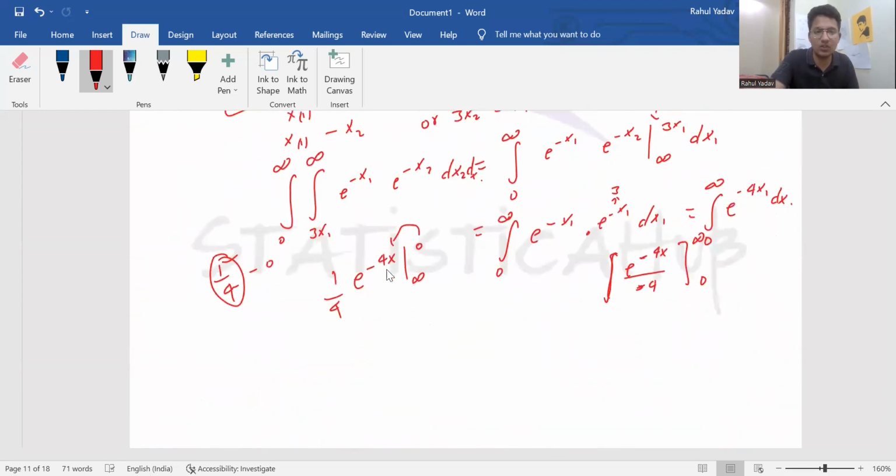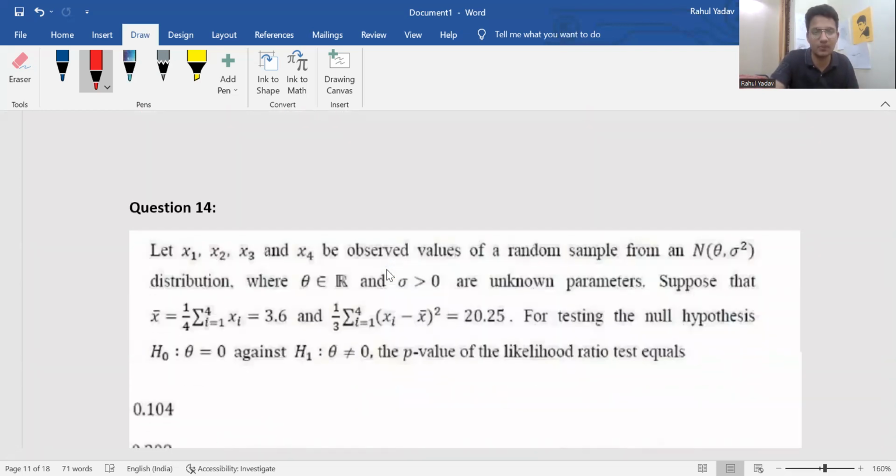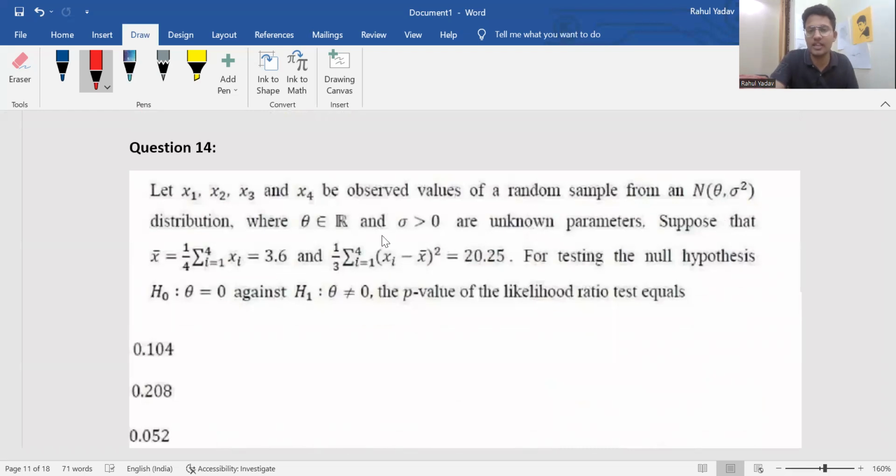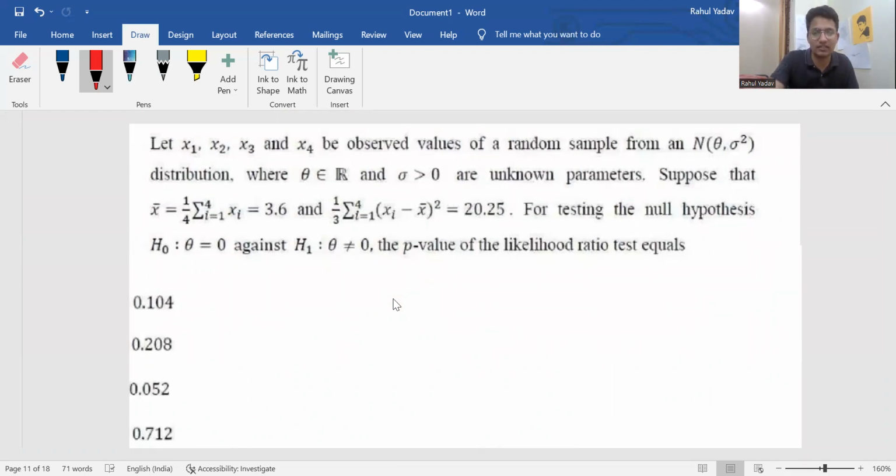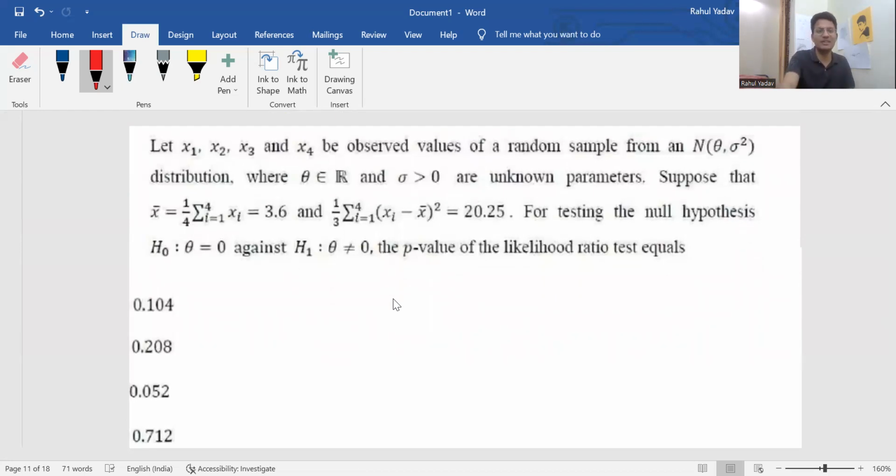Okay, and then if I go to the next problem, problem number 14, this will be the last problem for today's session. I will add a few more problems in the upcoming classes or lectures. Okay, so this is the problem that I can see.